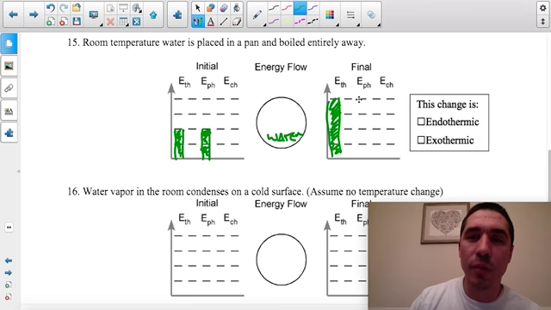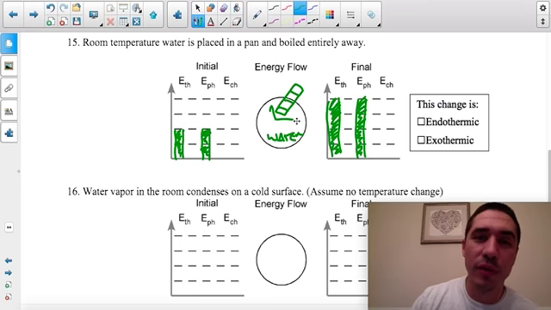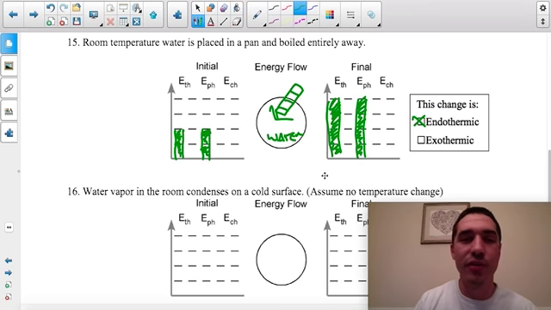And second of all, when it's boiled away, it's a gas, and we give gases 4 bars of phase energy. So the difference between my initial conditions and my final conditions is 4 bars: 2 in the thermal and 2 in the phase. For my energy flow, I'm going to show energy going into that system, 4 bars of energy going in. Since energy is going into the water, this is an endothermic process. Energy is going to be going up.